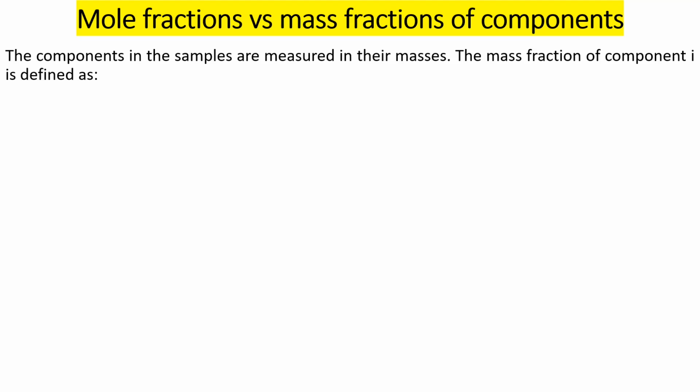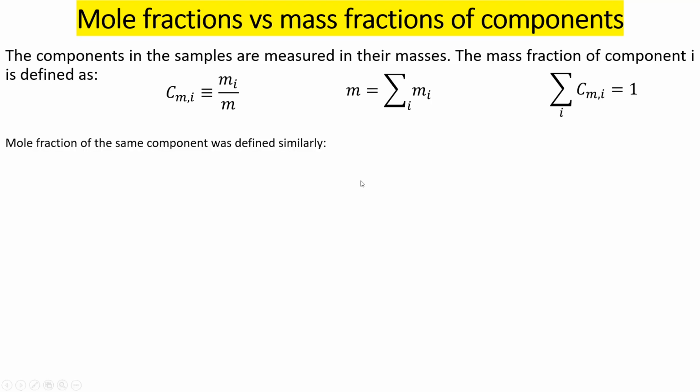So let me define the mass fraction of component i, denoted as Cmi. It is defined as the mass of component i divided by the mass of the sample. And the mass of the sample is nothing else than the sum of all the masses of the components. And of course, because this is a concentration, again a mass ratio or mass fraction, the sum of the mass fractions of all the components obviously comes to 1.